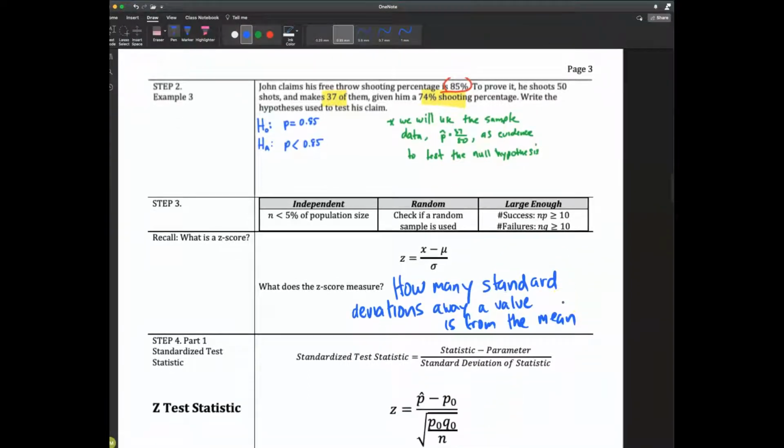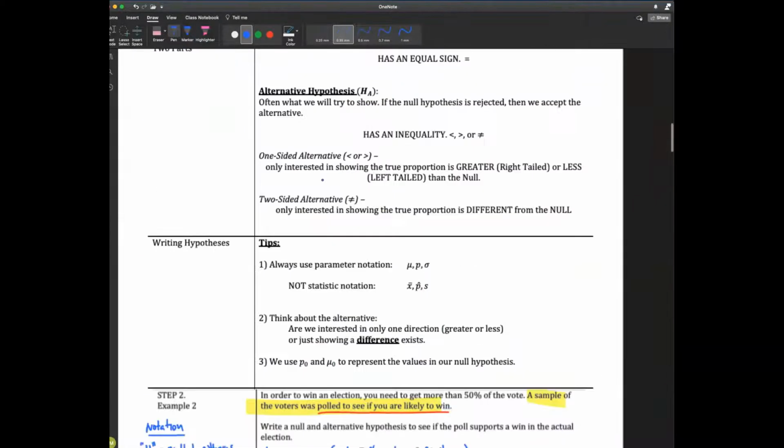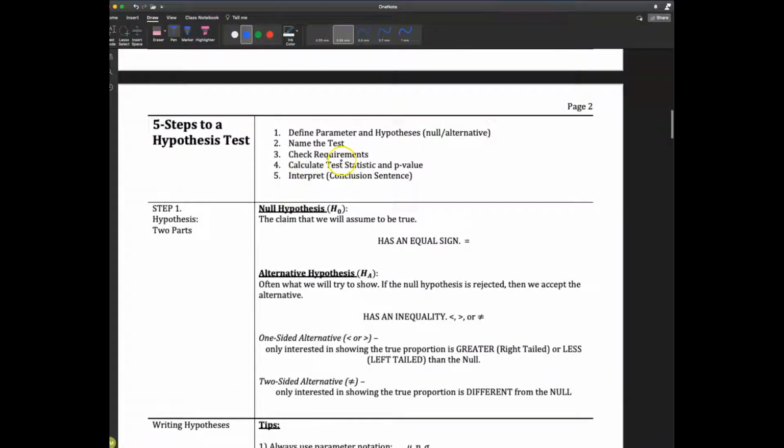Okay, let's continue looking at hypothesis testing for proportions. So we just finished this last example where we wrote the null and alternative hypothesis for this claim that John's free throw shooting percentage is 85%. And so we looked at how to write that. And then step 3, right, of our process, which goes back to our 5 steps of running a hypothesis test.